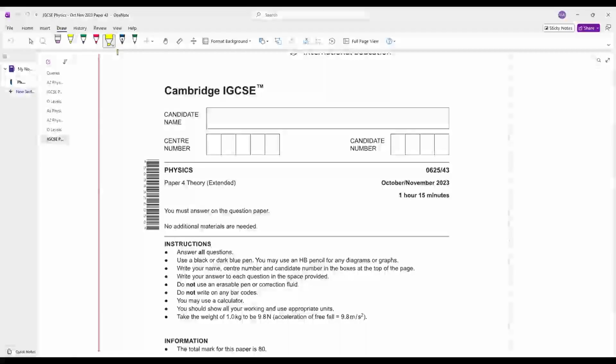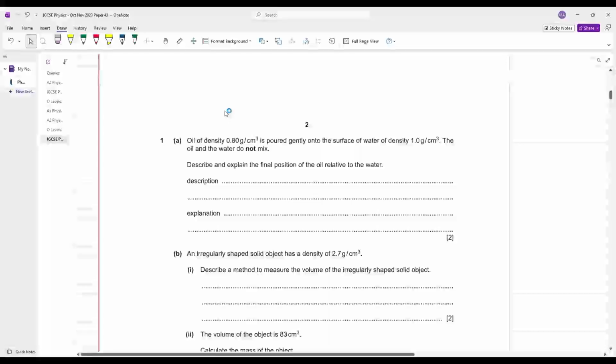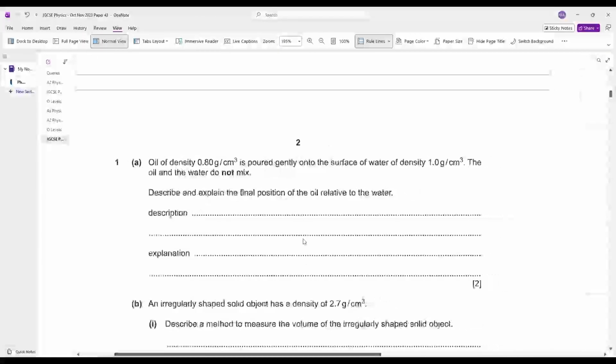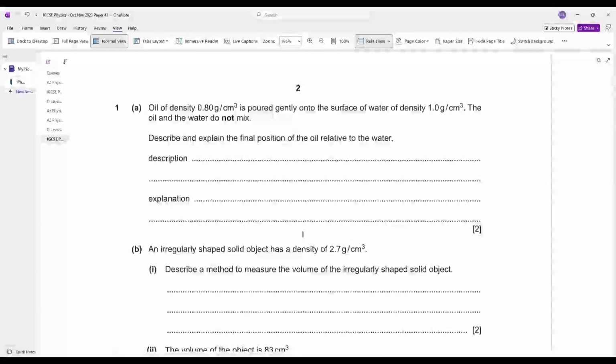So let's start with IGCSE Physics, October November 2023, paper 4, variant 3, 1 hour 15 minutes paper. So let's zoom in a bit here. Oil of density 0.8 grams per cm cube is poured gently onto the surface of water of density 1 gram per cm cube. The oil and water do not mix. Describe and explain the final position of the oil relative to the water.